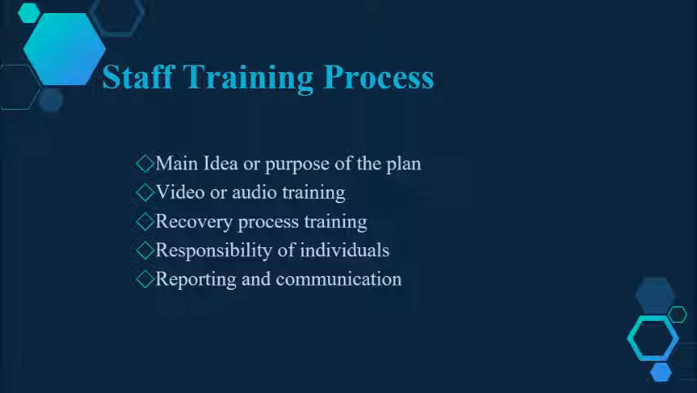Okay, now I will discuss about the staff training process briefly. There are mainly 5 parts in a staff training process. Number 1 is main idea or purpose of the plan. We have to let our staffs know about the plan, that what we are doing. In our case, we will share our idea with them. We will tell them for what purpose we are doing it and how we will do it, so that they can get a clear concept.